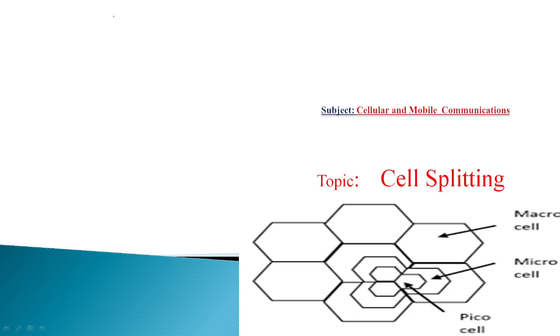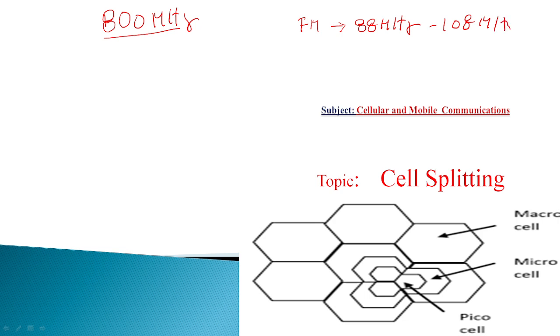We know that the mobile communication frequency range is above 800 megahertz. Signals above 800 megahertz are used to transmit and receive mobile communication signals. Even if you go for FM radio signals, the FM radio frequency range is 88 megahertz to 108 megahertz, and the mobile communication frequency range is above 800 megahertz. So this is the mobile communication frequency range.